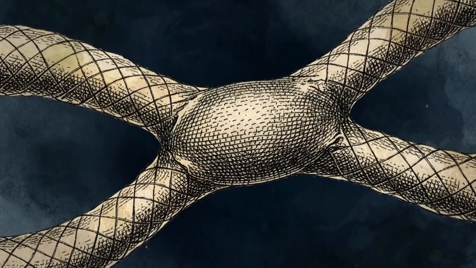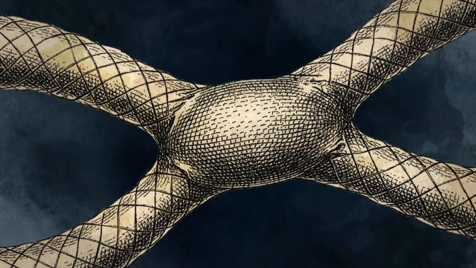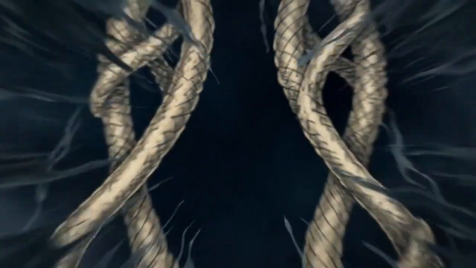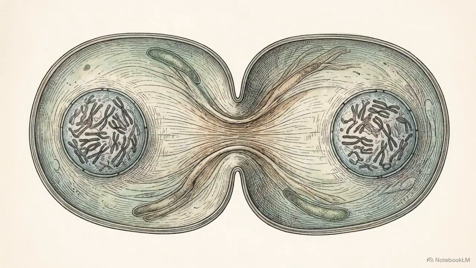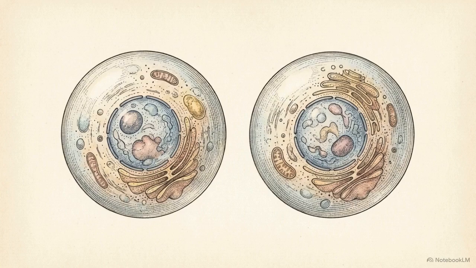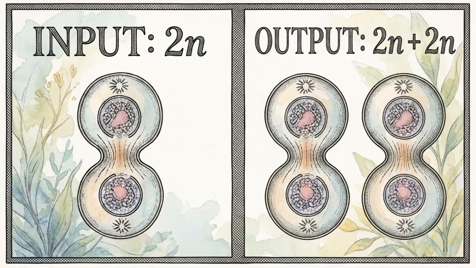Anaphase provides the actual separation. The centromeres snap, and the identical sister chromatids are forcibly dragged to opposite poles of the cell. Finally, in telophase and cytokinesis, the nuclear membranes reform, the DNA uncoils, and the cytoplasm splits in 2. By separating identical chromatids, mitosis serves as the default cloning mechanism. It strictly preserves the 2N genetic baseline required to build and repair somatic tissue.